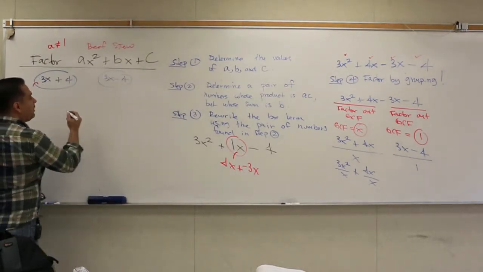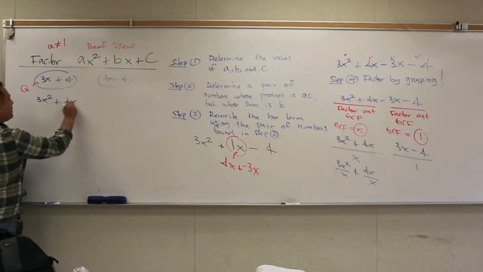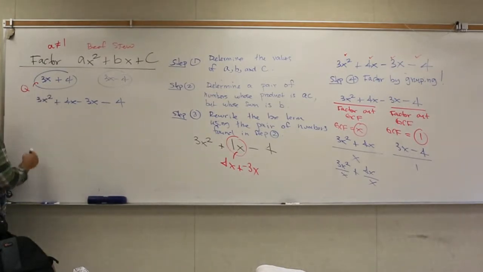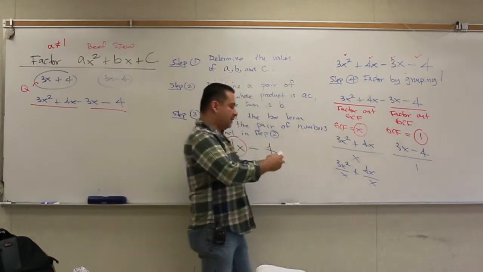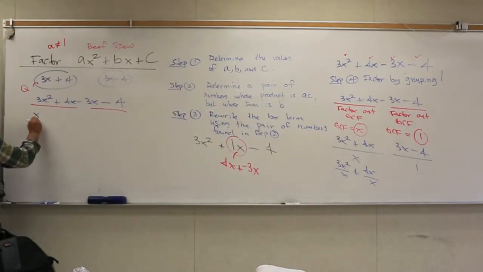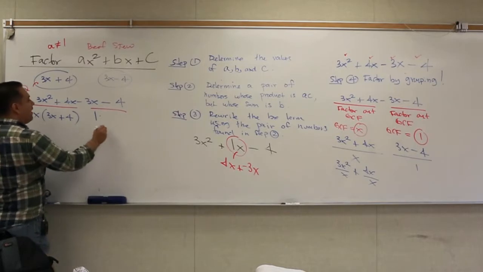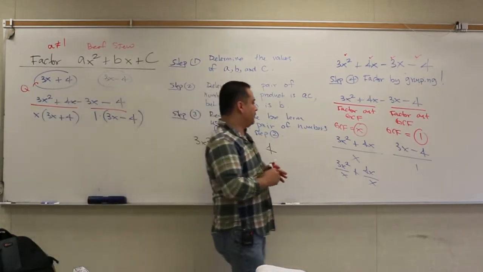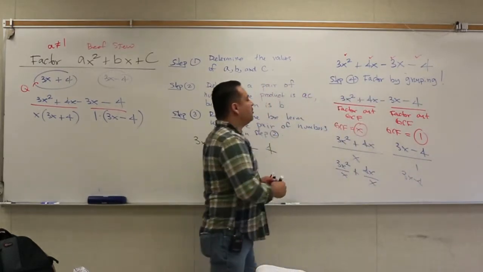So let me write this down. What you're looking at really is this. 3x squared plus 4x minus 3x minus 4 really becomes, remember, if I factor out the greatest common factor from each pair of terms, because this is factored by grouping, what was that first greatest common factor? X. I get now what? X times the quotient, 3x plus 4. And then I get the number 1 for the greatest common factor times what? 3x minus 4. Because we said that's what it was. Here's my greatest common factor of 1.